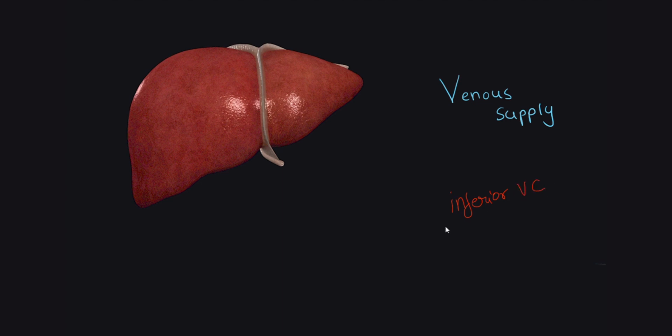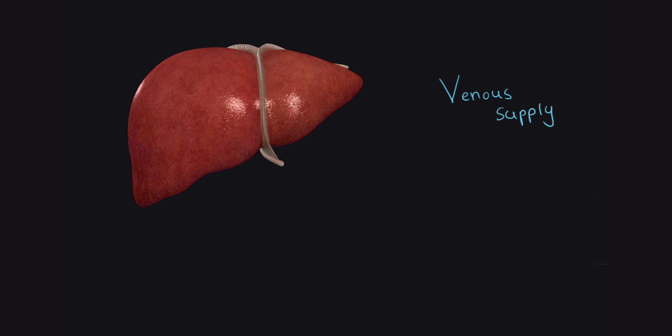But in the case of the liver, it's different, because we know that the inferior vena cava is the major branch that takes the deoxygenated blood from the lower part of the body and brings it to the heart. But the inferior vena cava ends at a particular point, and the parts of the body further below the liver are usually drained to the liver with the help of something known as the portal vein.